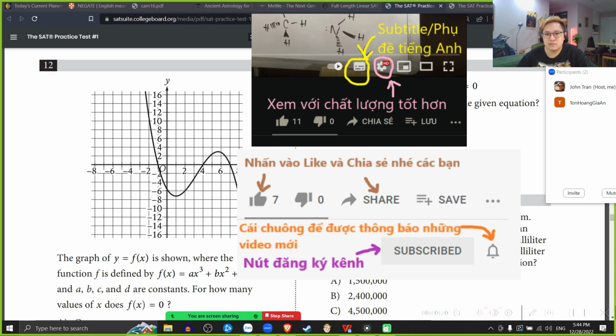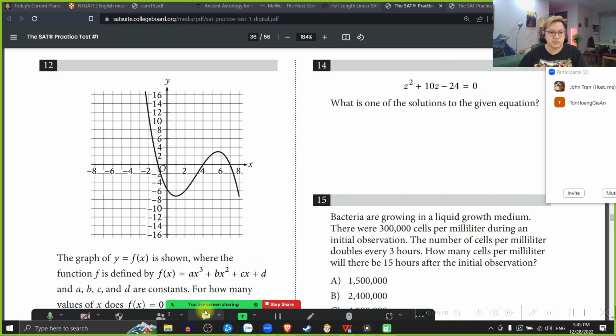z squared plus 10z minus 24 equals 0. You are asked what is one of the solutions to the given equation. Mình được hỏi là một trong những cái nghiệm của cái phương trình này là gì? Thì là phương trình bậc 2 cái này, this is a quadratic equation.